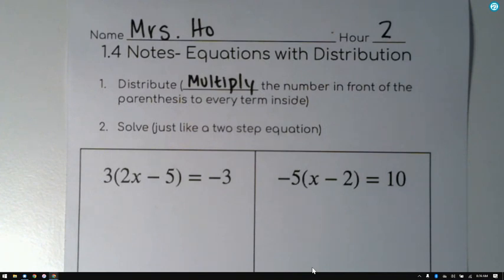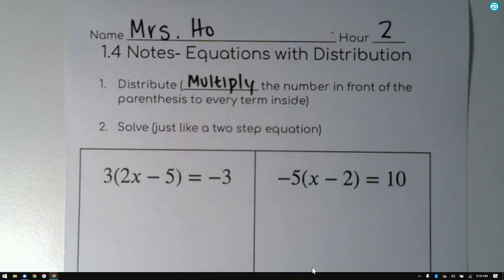After we distribute, we are then going to solve just like a normal two-step equation. One thing I want to point out, you can technically solve these by dividing first instead of distributing, but not every equation can be solved like that though, so we're just going to have you always distribute. It's better to just always distribute because we know that'll always work. So we'll start on this first one.